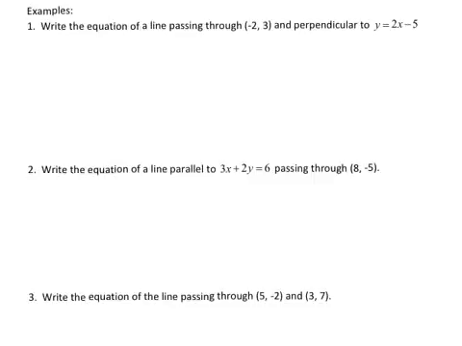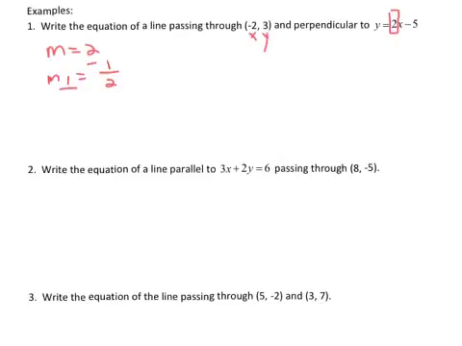So now we'll work through some examples to show you how to do this. Write the equation of a line passing through negative 2, 3 and perpendicular to this line. So I have a point that I can use, but now I need to find the slope. The slope of the original line, since it's already solved for y, is 2. So the original slope is 2. I need to find the perpendicular slope. So the perpendicular slope is going to be the negative reciprocal. I flip it and I change the sign. So I need to use negative 1/2.